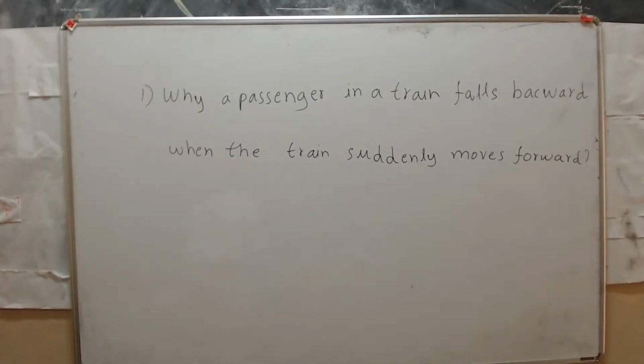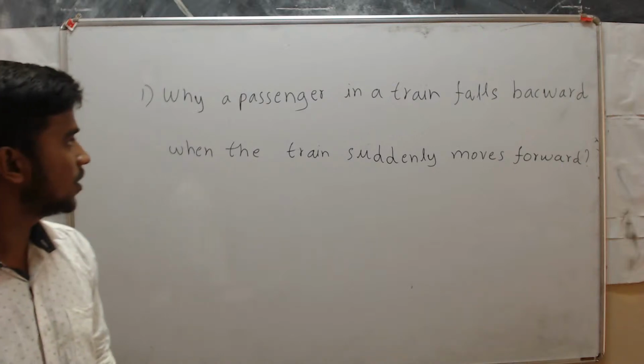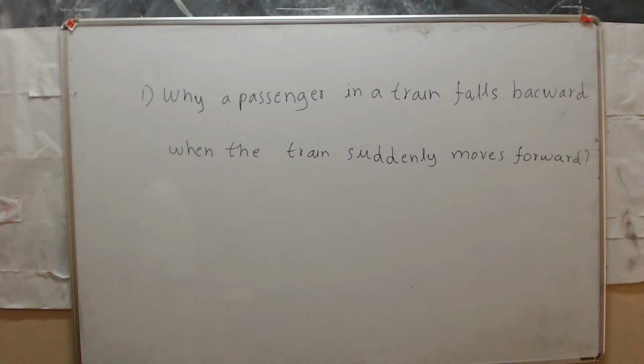Here, Akkamadevi Patil answered: the tendency of a body to maintain its state of rest. Wait, why does a passenger in a train fall backward when the train suddenly moves forward? Yes, your answer is correct. And one more, the passenger tends to remain at rest. Yes, this is also correct.